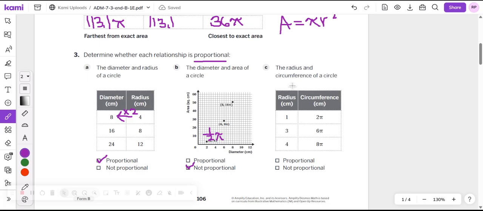For part C, here we multiply radius times 2 pi, not just 2 because it has the pi. 3 times 2 pi is 6 pi, and 4 times 2 pi is 8 pi. So this is also proportional.